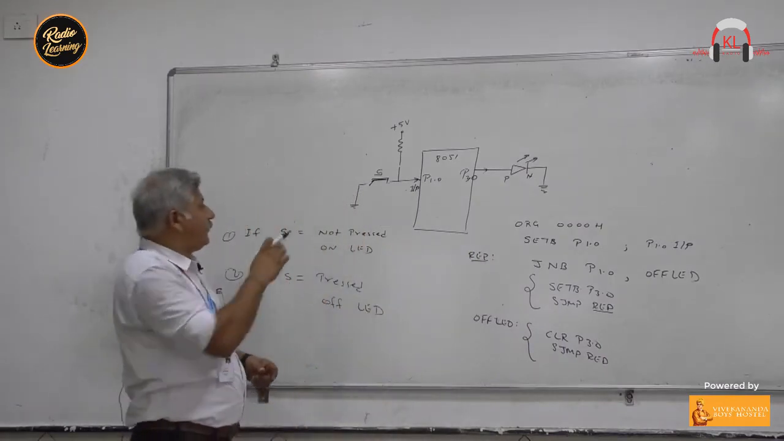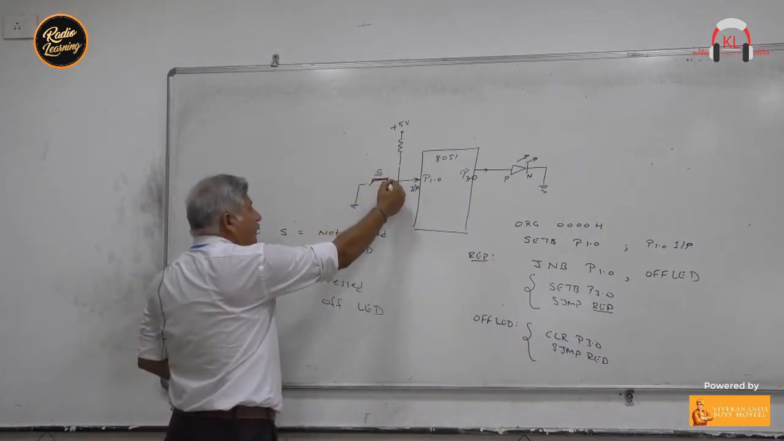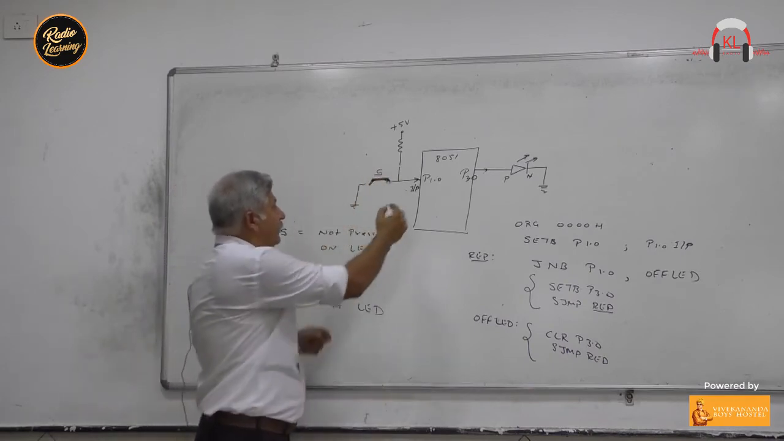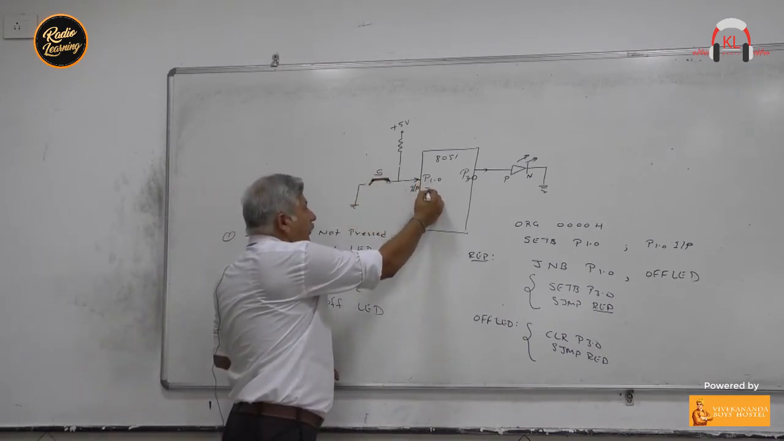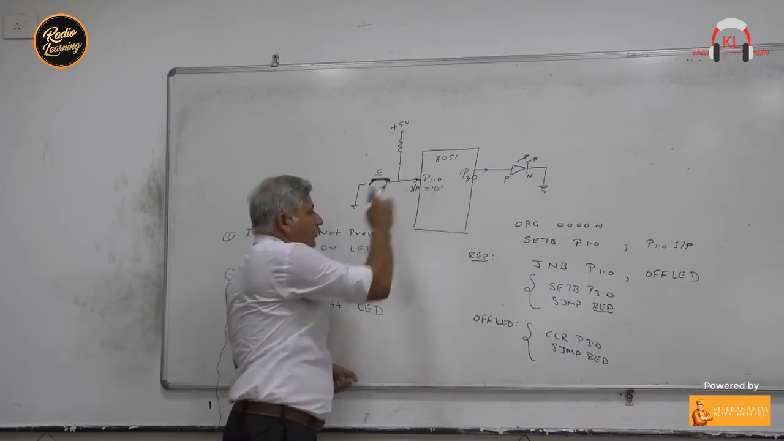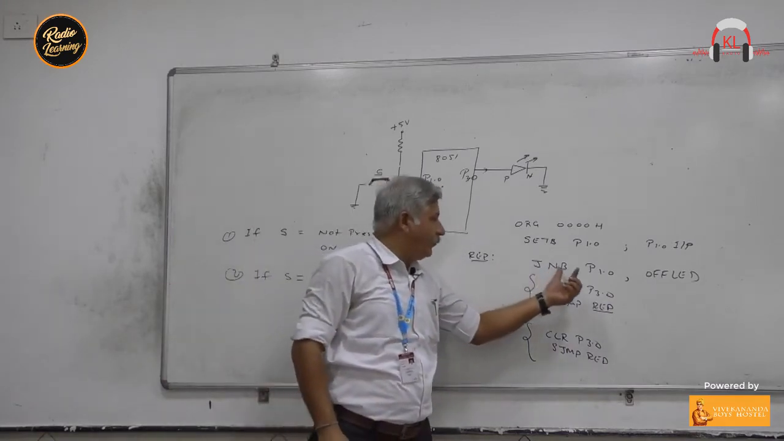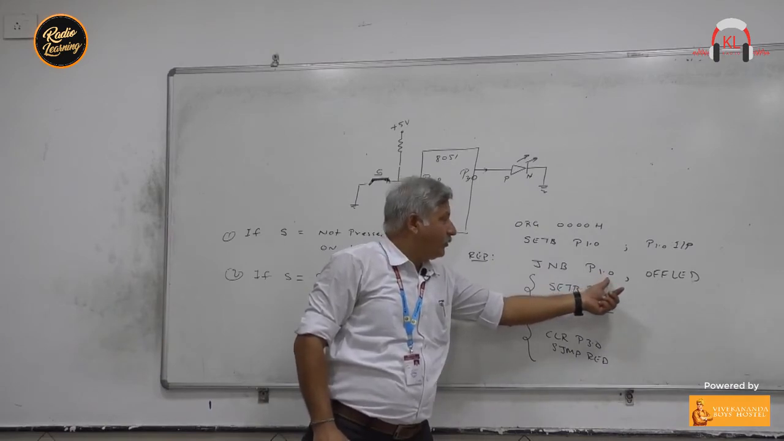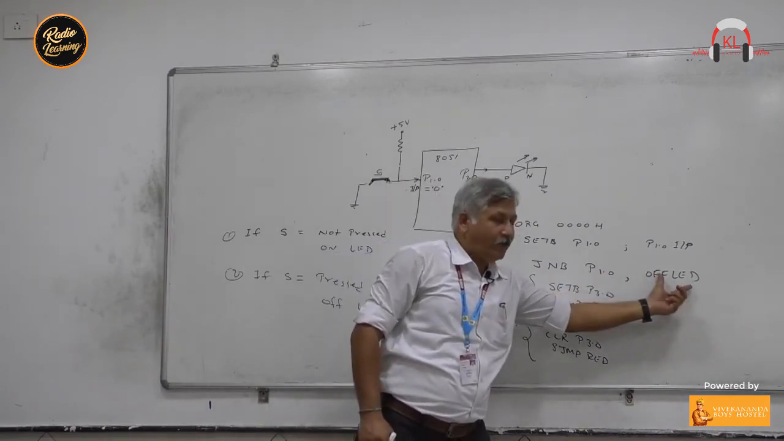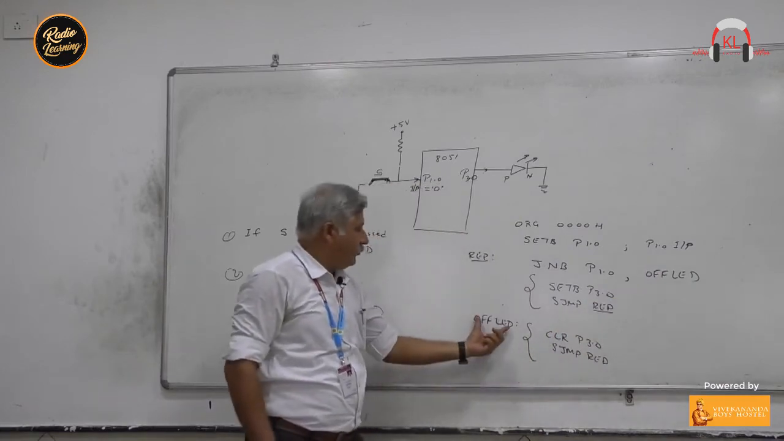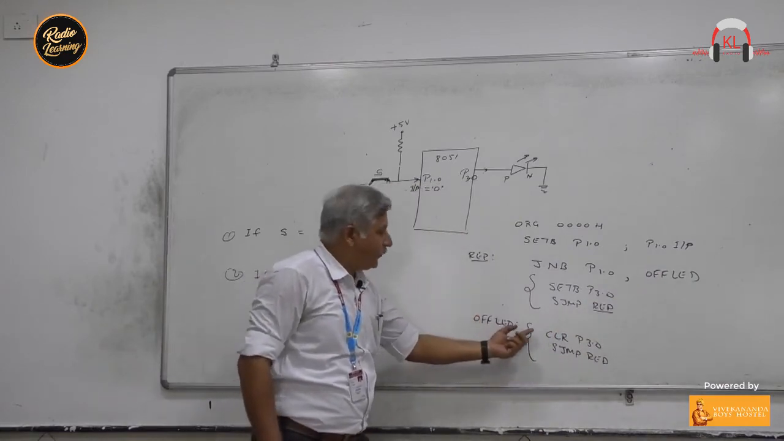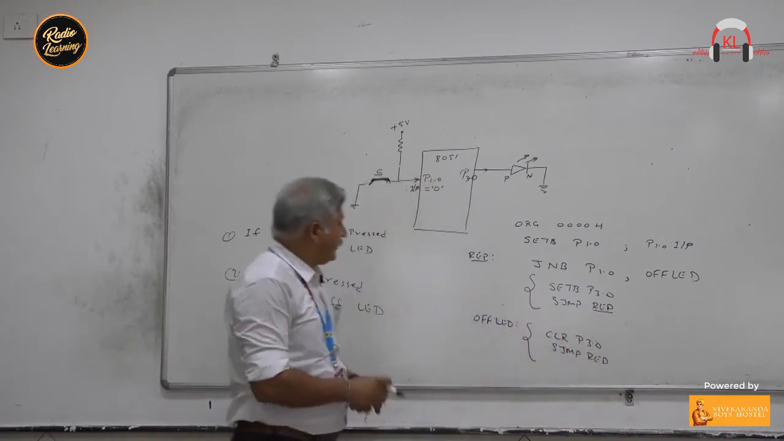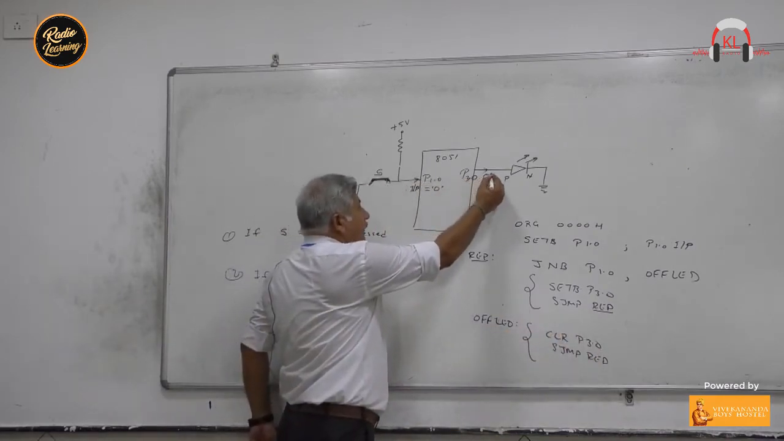Now we will see one example. Suppose we have pressed the switch. Now what do we have? If we have pressed the switch, the value at pin number 1.0 will be 0. See this instruction, JNB P1.0: if P1.0 is 0, then go to off LED. So in this case, the program will go to this label, and here the first instruction is CLR P3.0.